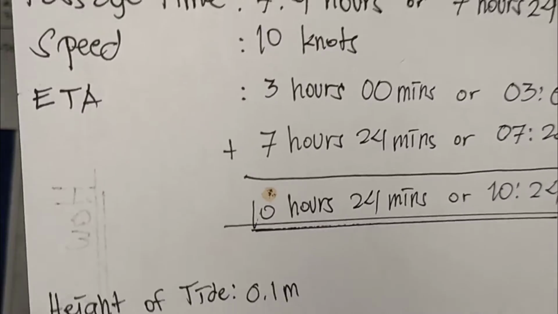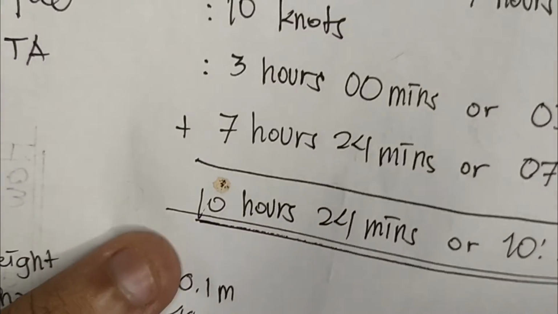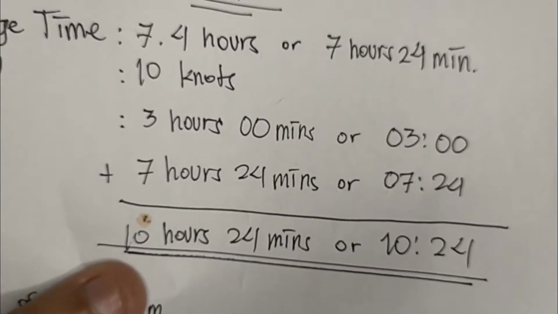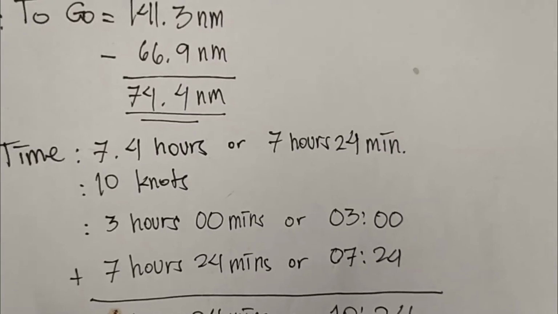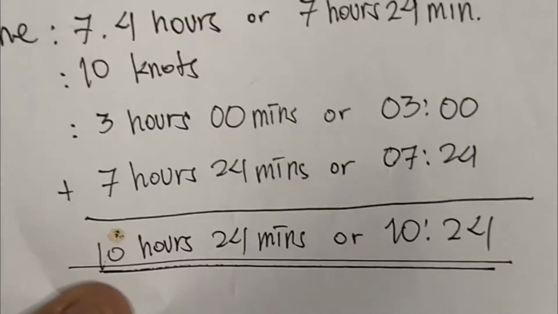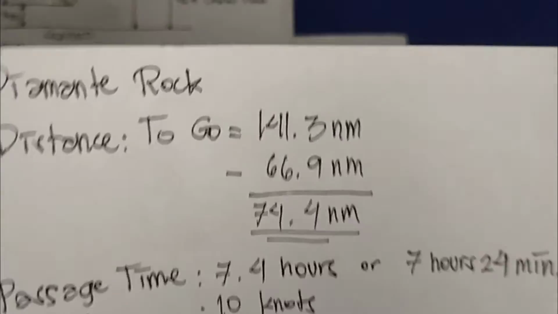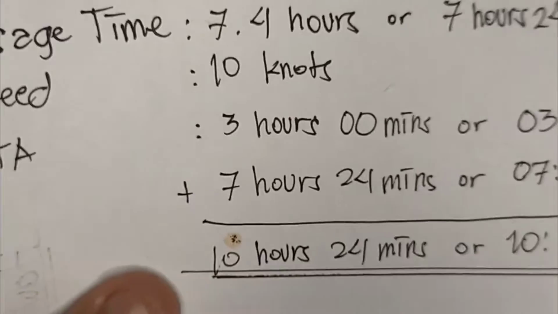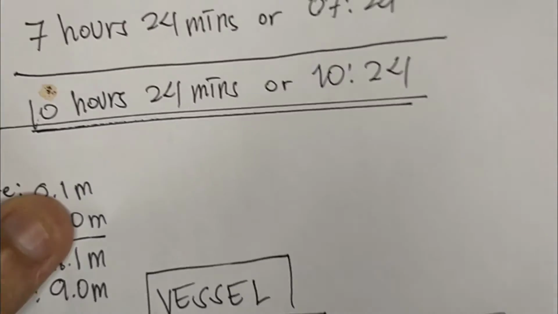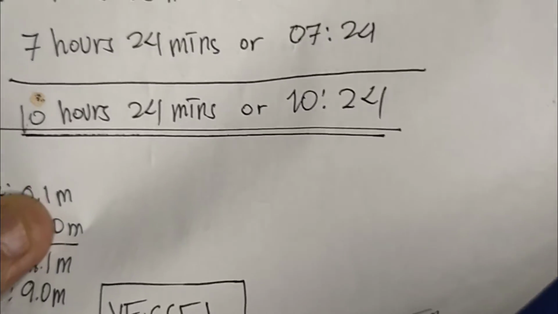For the ETA, or the estimated time of arrival, we need to add the 3 hours, which is the departure time from Kabugay Bay to Tacloban. So 3 hours plus the 7 hours and 24 minutes for the Diamante Rock's to-go distance. We have an ETA for Diamante Rock of 10 hours and 24 minutes.